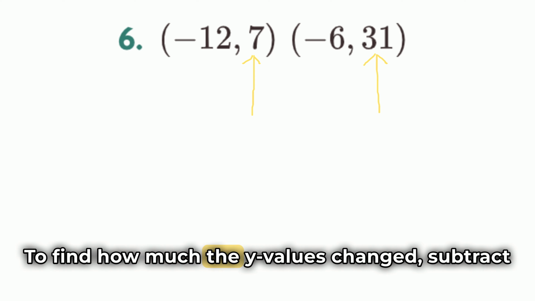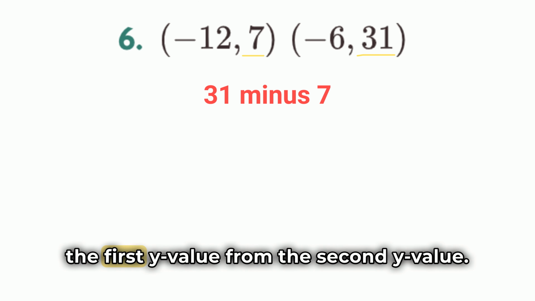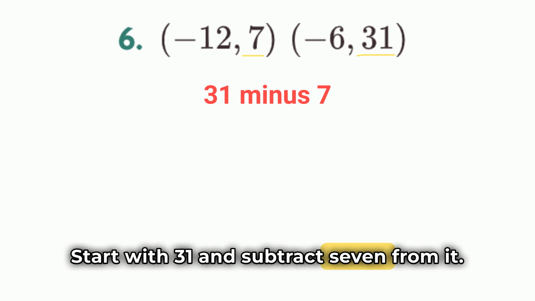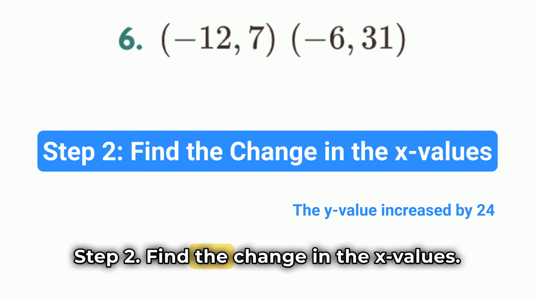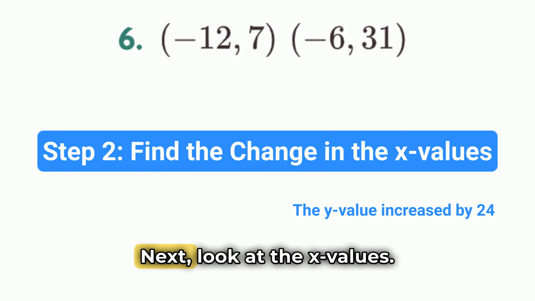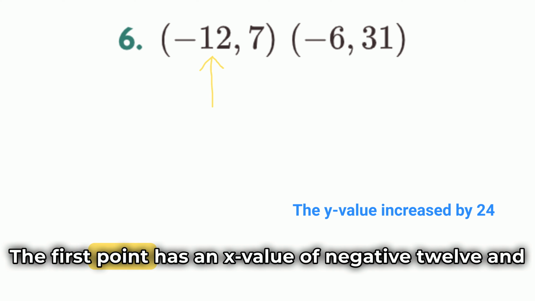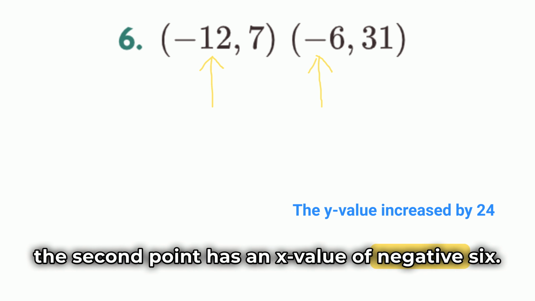To find how much the y values changed, subtract the first y value from the second y value. Start with 31 and subtract 7 from it. The difference is 24, so the y value increased by 24. Step 2. Find the change in the x values. Next, look at the x values. The first point has an x value of -12, and the second point has an x value of -6.